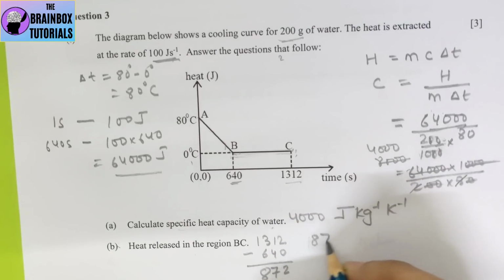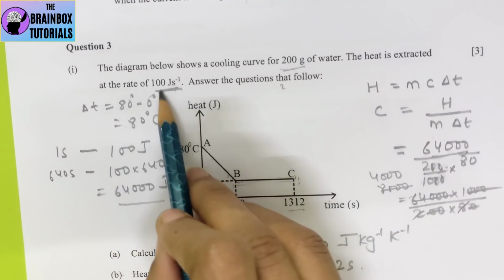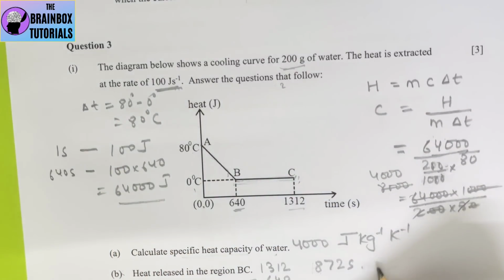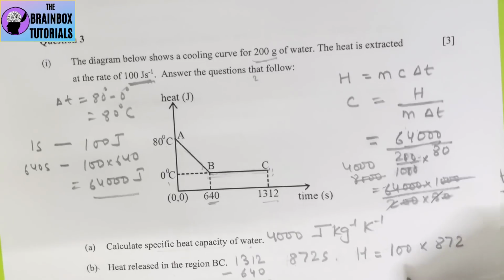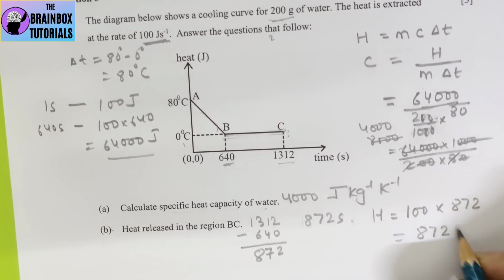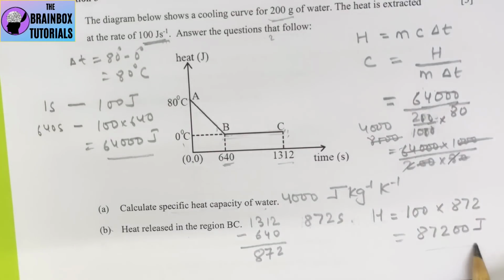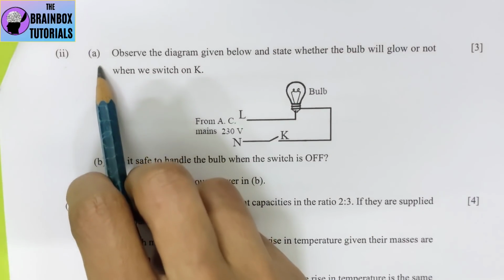Okay, so here it was already given that heat is extracted at the rate of 100 joule per second. That means heat is equal to 100 into 872, which is 87200 joule. This is the answer.